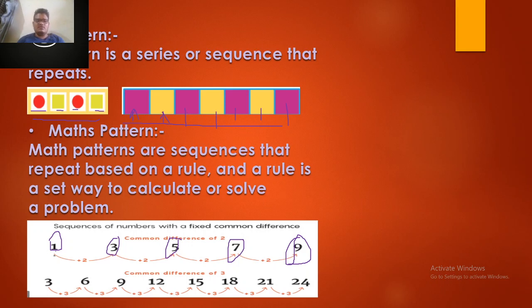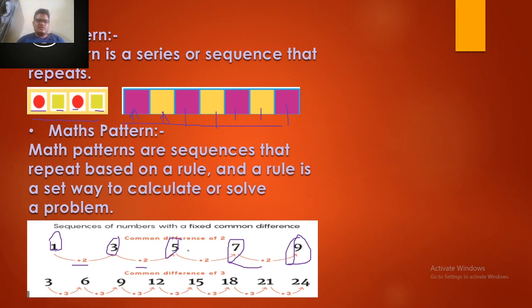You can see here 1, after that 3. So when we add 2 to a number, we get the next number. Then again when we add plus 2, we get 5. Then again we add plus 2, we get 7, and when we add plus 2 again we get 9. So here is one pattern going on.